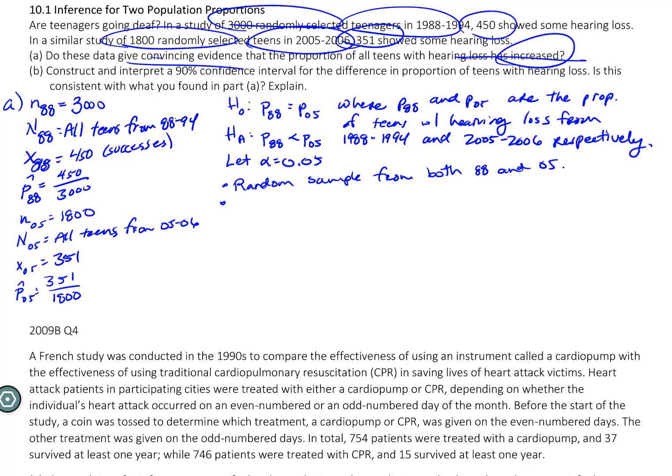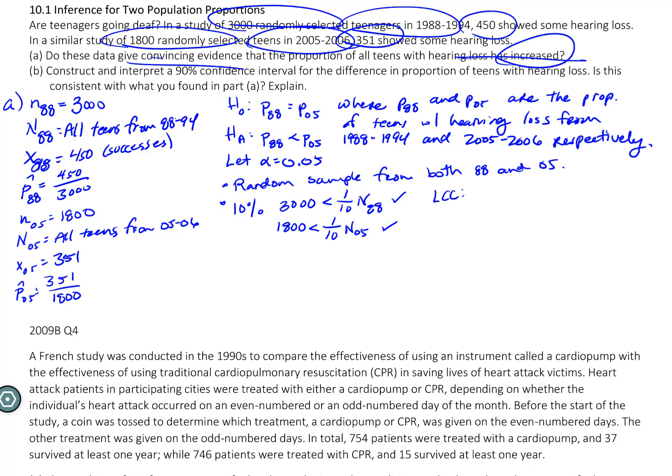Then we also had the 10% condition was going to be satisfied because we know we're looking at all teens from both groups. So we would say that 3,000 is going to be less than 1/10 of n of 88. And also we have the other sample size was 1,800, and that's less than 10% of the population from 05. So that's checked and that's checked. And then finally we have our LCC.